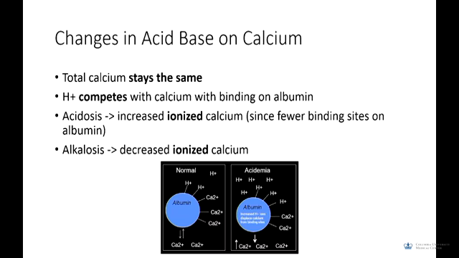Acid-base can also change calcium levels. Here, calcium stays the same, but what happens is that hydrogen ions compete with binding sites on albumin. So if you have acidosis, you have higher H+. H+ will kick out the calcium on the albumin, and you'll have increased ionized calcium. Opposite is true in alkalosis.